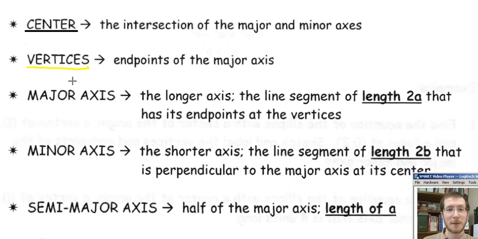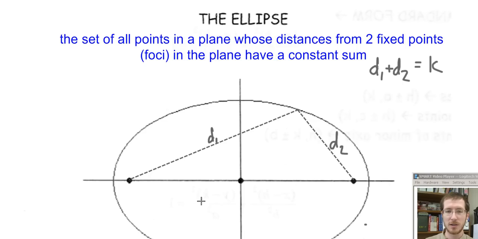Center in black. Vertices in yellow. The endpoints of the major axis are the vertices. Looking at that geometrically, our major axis in this example goes along here, so its endpoints are here and here. These are our vertices in yellow, where our ellipse intersects our major axis.